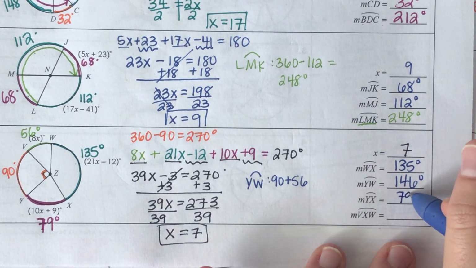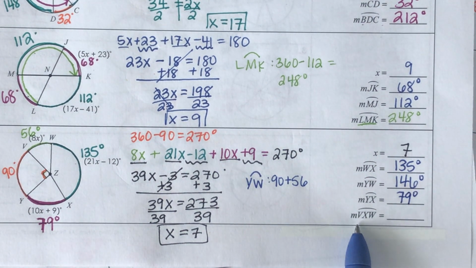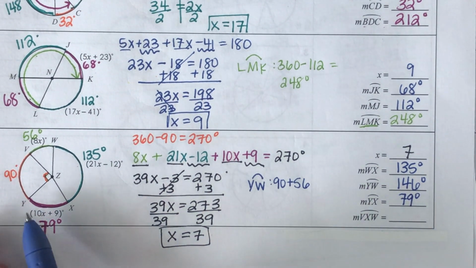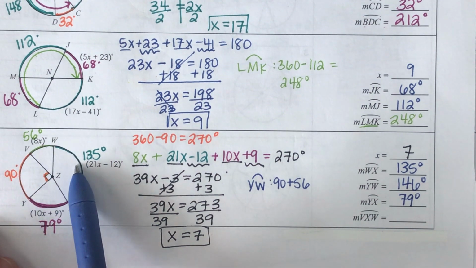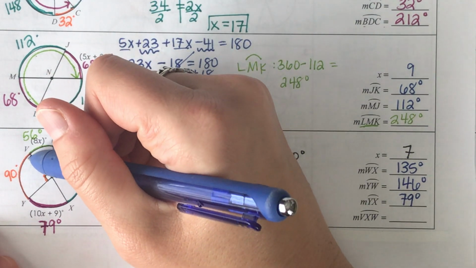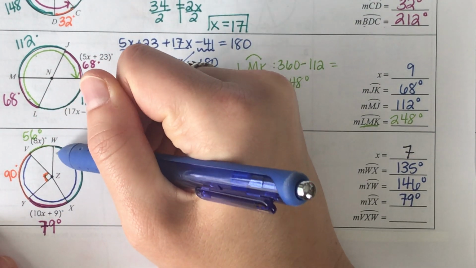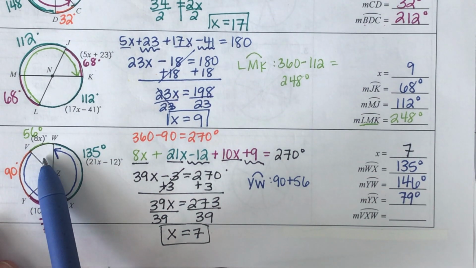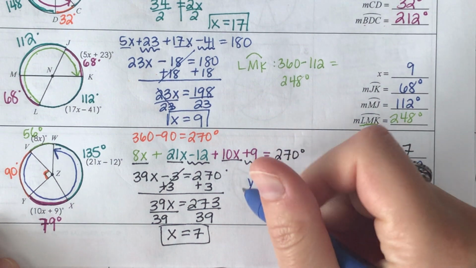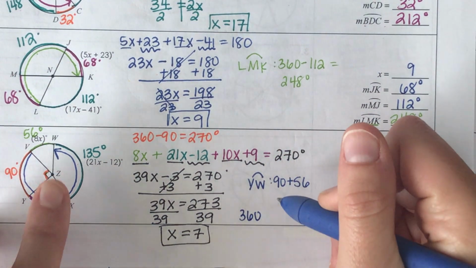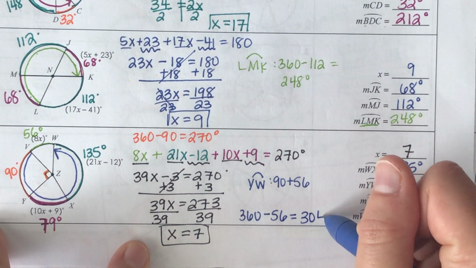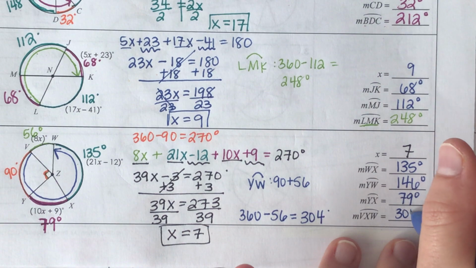It's 79 degrees. The last one is a major arc, so it should be greater than 180. It's VXW. Other way. V through X to W. So it's the whole thing except for this little piece. So you can either add these three together or you can take 360 and subtract the piece that's left over, which is 56 degrees, and you get 304 degrees.